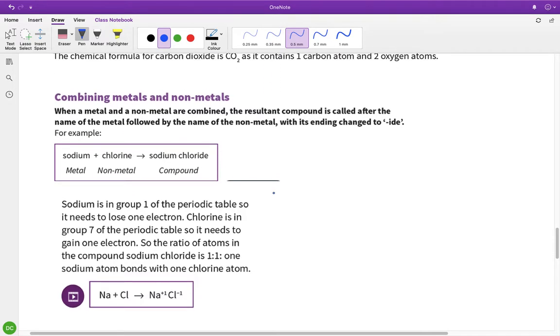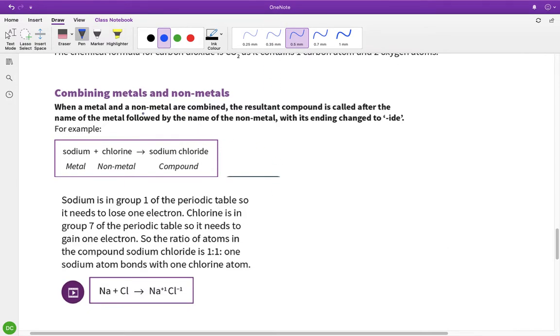And combining of metals and non-metals. So this is more just around the wording. So when a metal and a non-metal combined, which we talked about above, metals and non-metals would combine in an ionic bond.